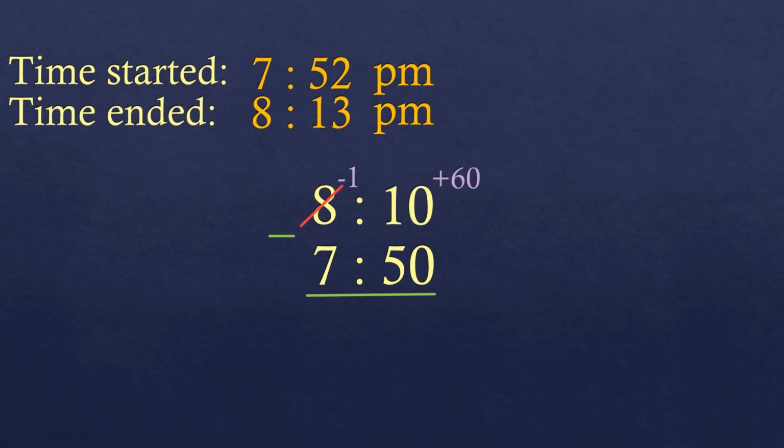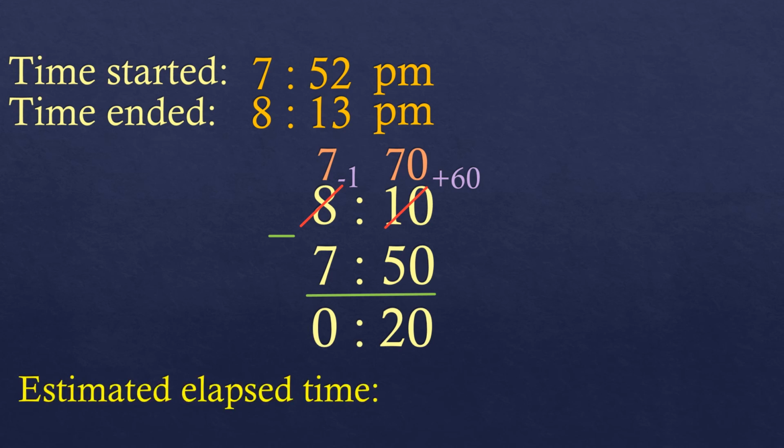And so 8 becomes 7. And 10 becomes 10 plus 60 is 70. Now we subtract, 70 minus 50 is 20, 7 minus 7 is 0. So the estimated elapsed time is 20 minutes.